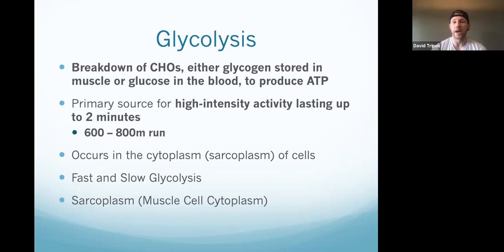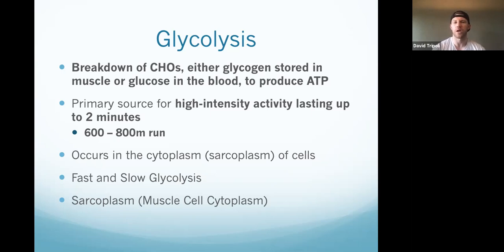So think of an 800-meter run, which would be 2 laps around a standard track, right? That's a lot at a very high intensity. That's like pushing the boundaries of that system. It occurs in the cytoplasm of cells, or the sarcoplasm of muscle cells, is where this takes place. There's fast and slow glycolysis, which we'll look at. And again, sarcoplasm is the cytoplasm in the muscle cell, so that's where this is all going to take place.